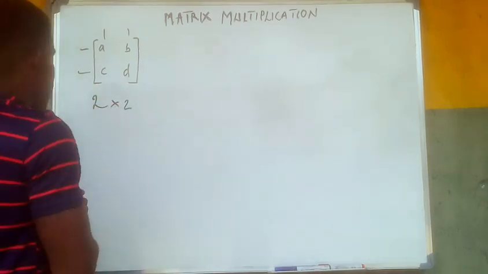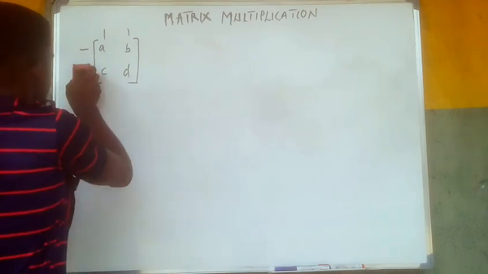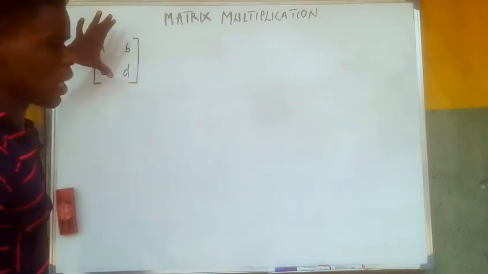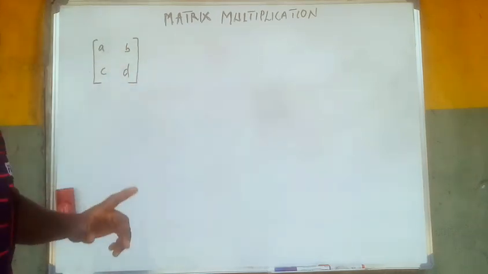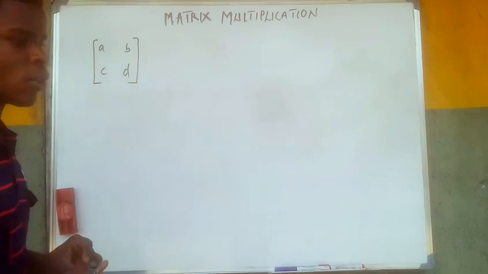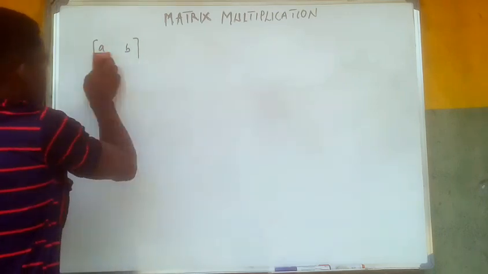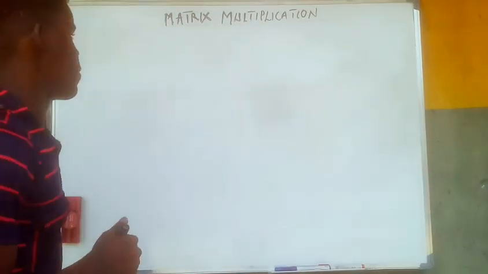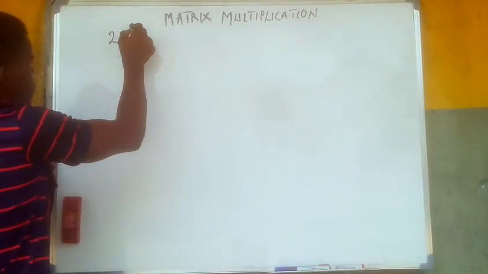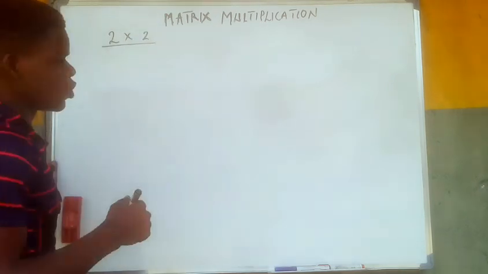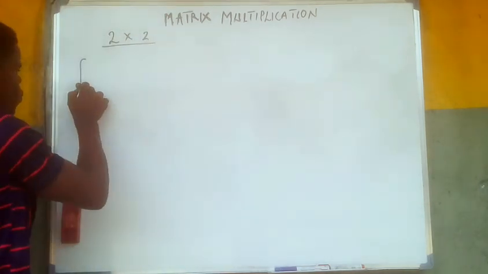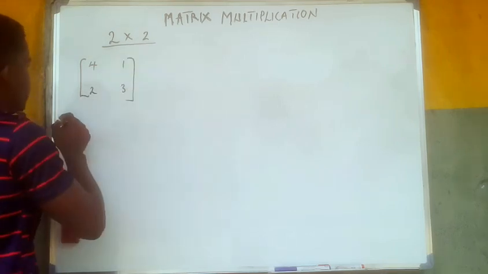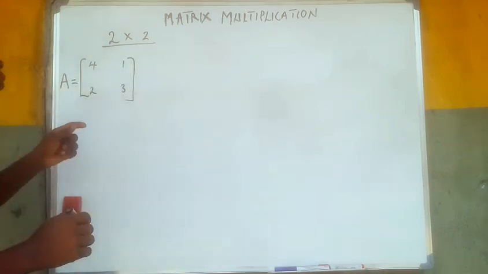So here, dealing with matrix multiplication, we are going to multiply a particular matrix arranged something like this, of any dimension, with another. It could be the same dimension or different. So let's start from the multiplication of matrices with the same dimension. Let's say a 2 by 2 matrix. For example, we have 4, 1, 2, 3. Let's call this matrix A is equal to 4, 1, 2, 3.